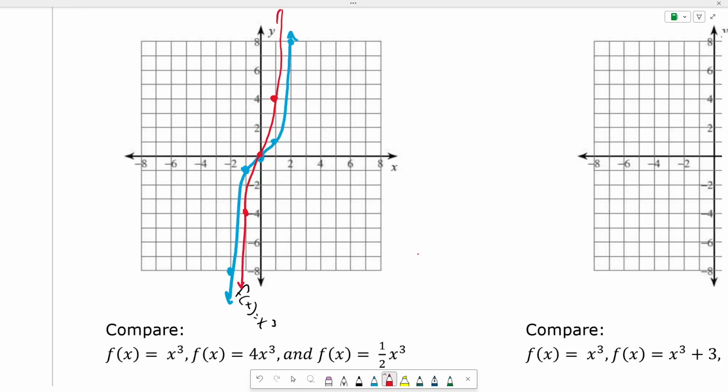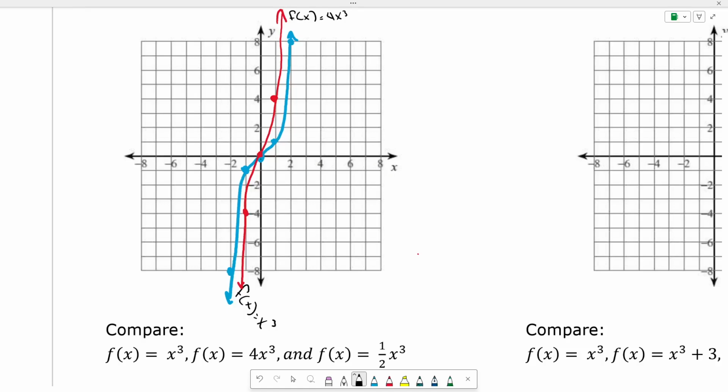So what's happened with this function compared to the parent function? Well, it's a little skinnier and a little stretched out. Okay, a little skinnier, a little stretched out. So this one right here, the red one, is f of x equals 4x cubed.